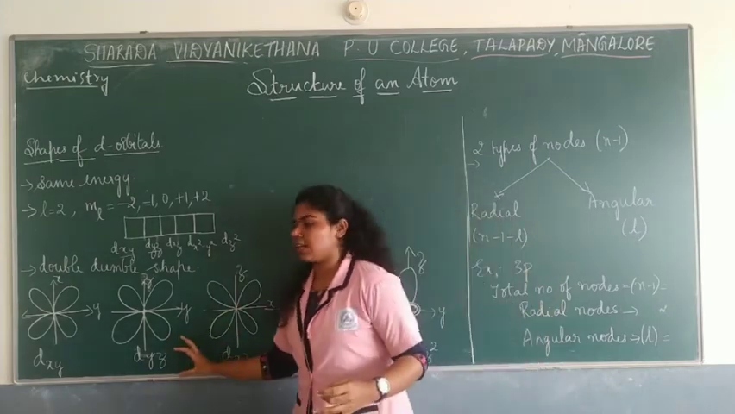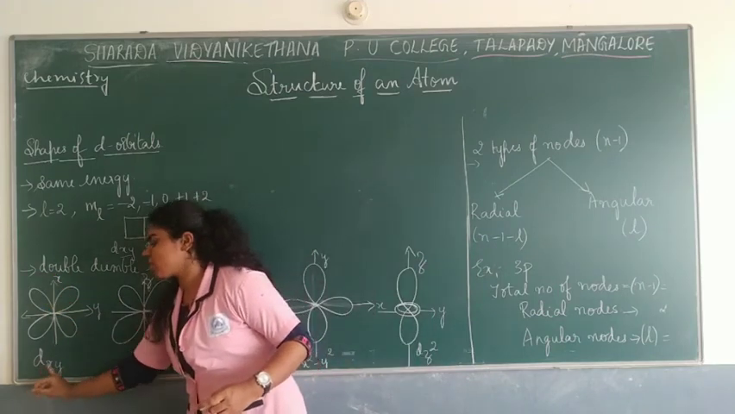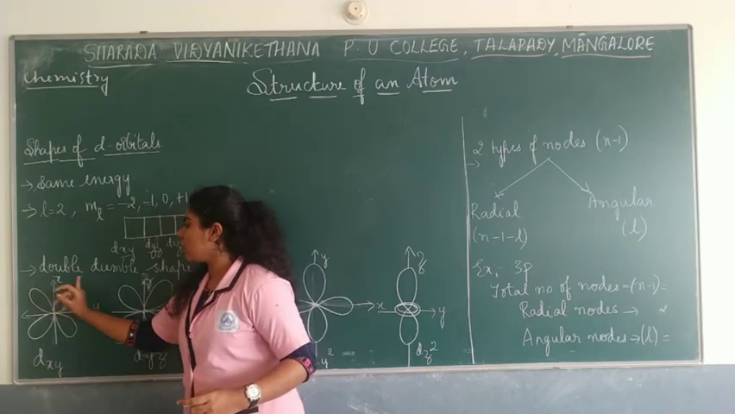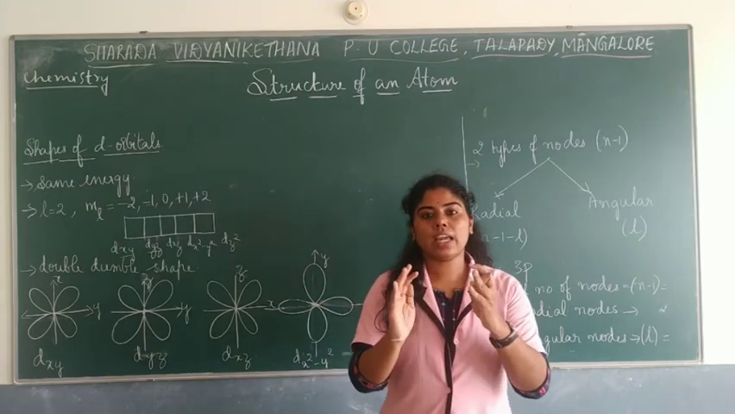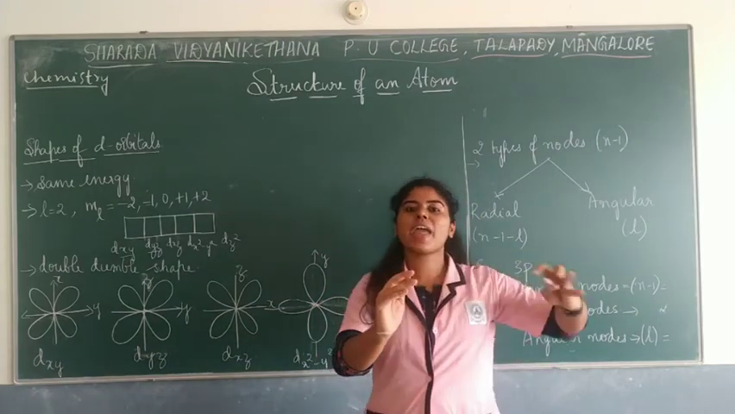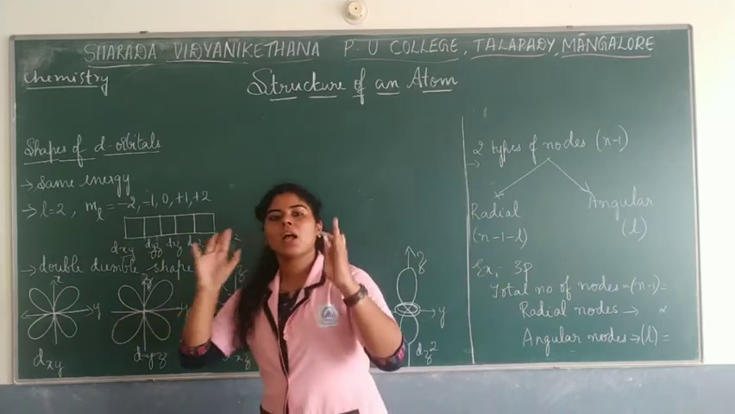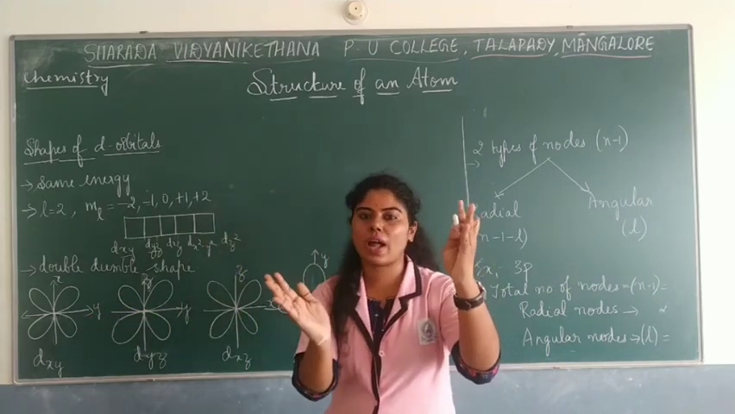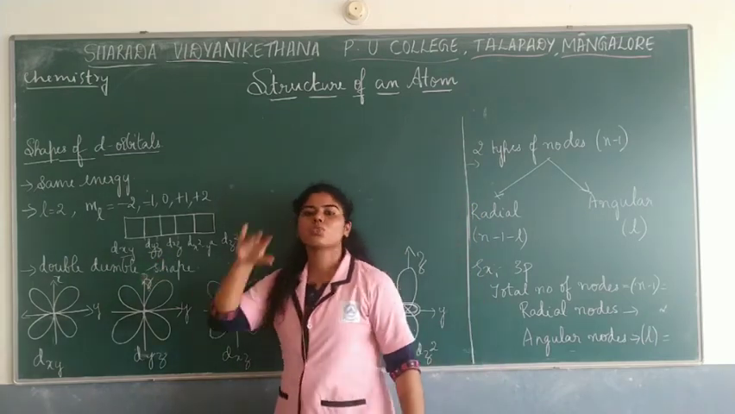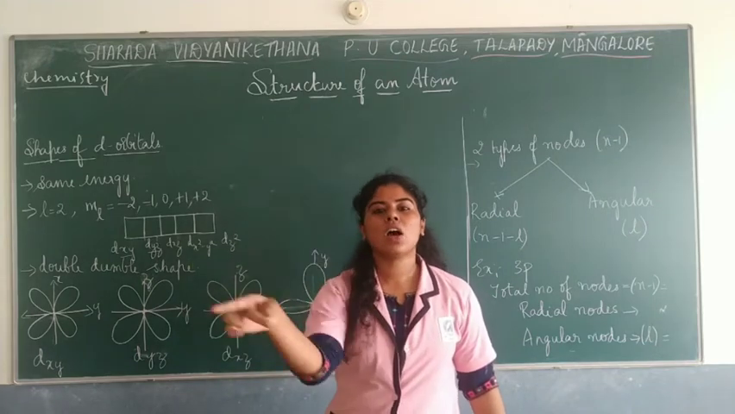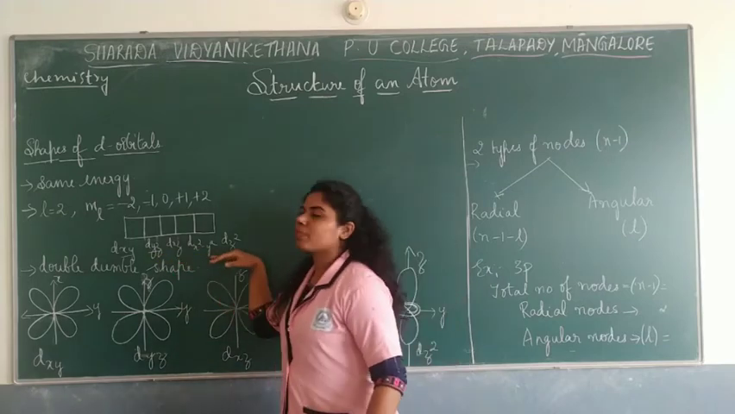But for a simple representation, I will just use the particular axis. Now suppose it is dxy, then I will use the xy plane, and these lobes actually come in between the x and y axis. All the 4 lobes of this double shape will come between the x and y axis if you are talking about the dxy orbital. If you are talking about dyz orbitals, all the 4 lobes will come between the y and z axis. So this is how we represent it.